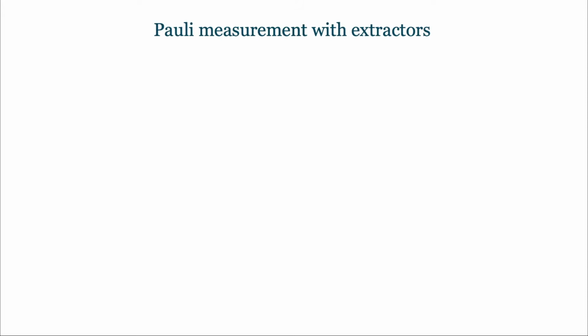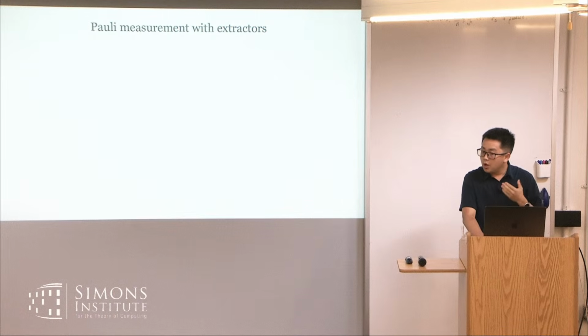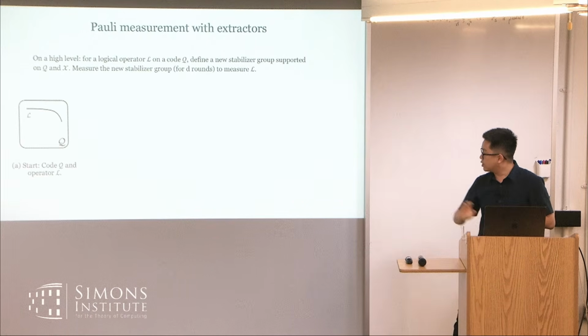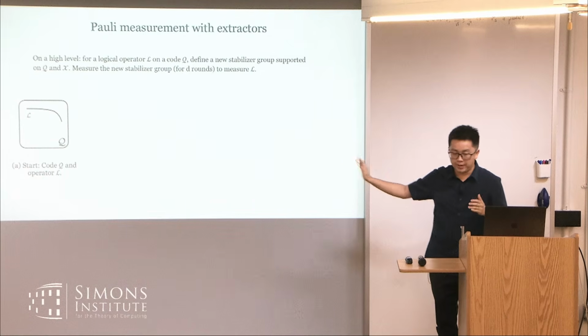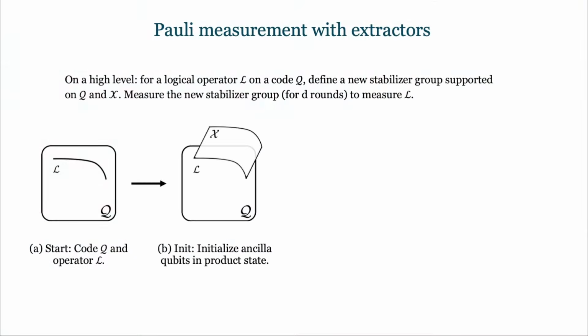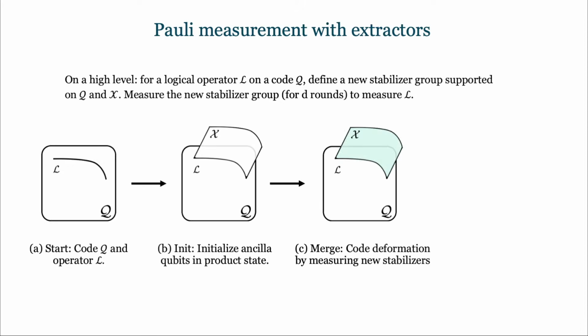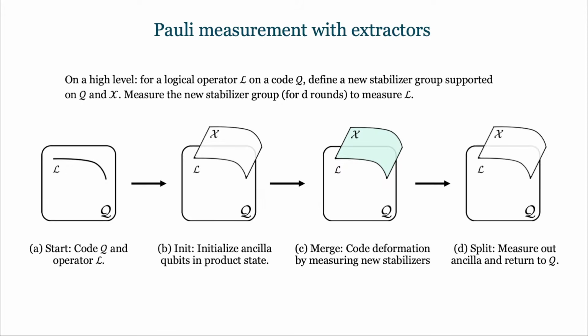Now, just to be thorough on the operational meaning of all of this: when I say it gives you logical control, what does it really mean on an LDPC code? At a very high level, I start with a code and an operator that I want to measure, a Pauli operator, let's say. I will initialize the ancilla qubits in the extractor system in a specific product state, and I'll define a new set of stabilizers supported on the code and the ancilla qubits. I'll measure these new stabilizers for enough rounds. The logical operator I want to measure will be a product of the new stabilizers, with all the same intuition from lattice surgery. Once I'm done, I'll measure out the ancilla qubits, return back to the code, and continue with my computation. So this is operationally what LDPC surgery is.